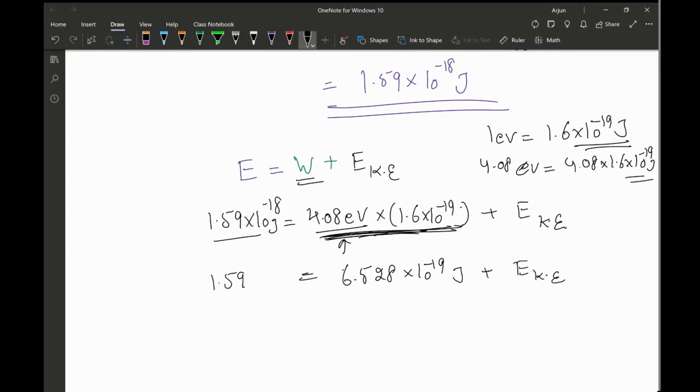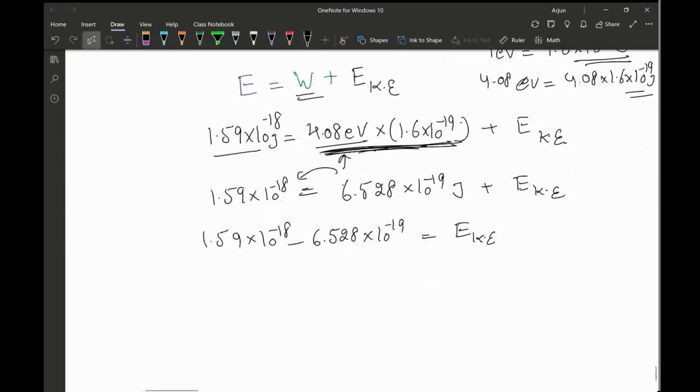And here it is 1.59 times 10 raised to the power negative 18. This is going to go on the other side: 1.59 times 10 raised to the power negative 18 minus 6.528 times 10 raised to the power negative 19 is equal to EKE. And that value will be 9.384 times 10 raised to the power negative 19 joules, kinetic energy, EKE.